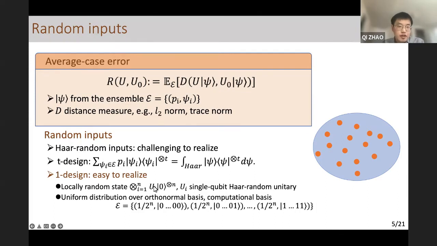For example, consider the 0 state. Then we implement the single qubit random unitary on each qubit. This output state is a locally random state. This is a 1 design state. Another example is the uniform distribution over an orthogonal basis, like the computational basis. We choose the state 000, 001, or 111, the computational basis state, with the same probability. It's also a 1 design state.